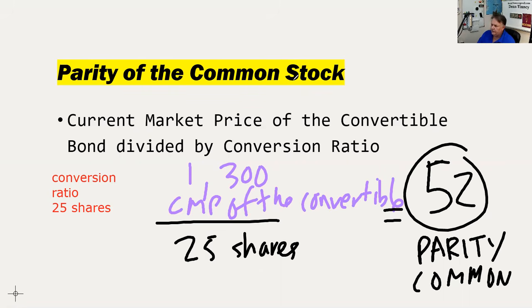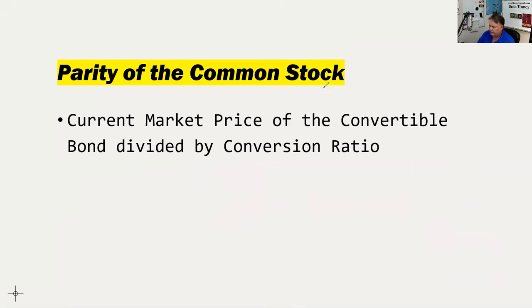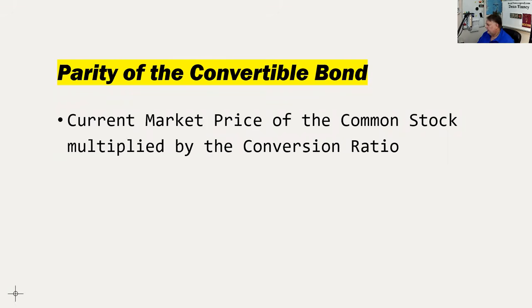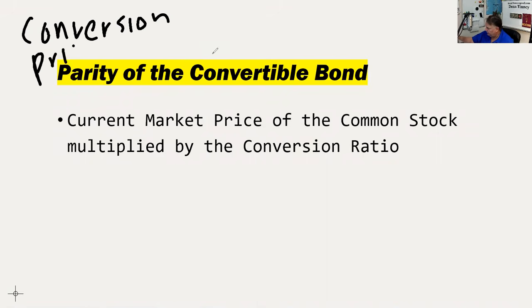Another scenario we got to be able to do on the test is parity of the bond. So that's going the other direction. So let's do parity of the bond. All right, so now I tell you the stock, I give you the stock price, right? Remember, we had a conversion price. Let's get our thing going again. We had a conversion price of 40. And remember, that was when the bond was issued. The conversion price was 40.